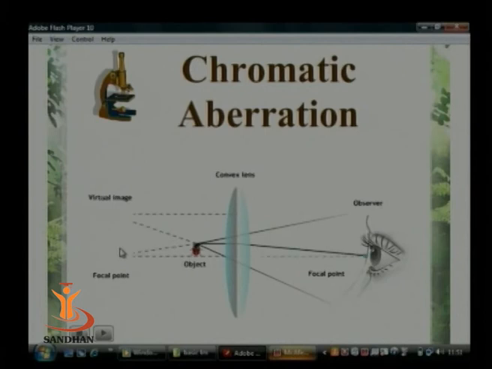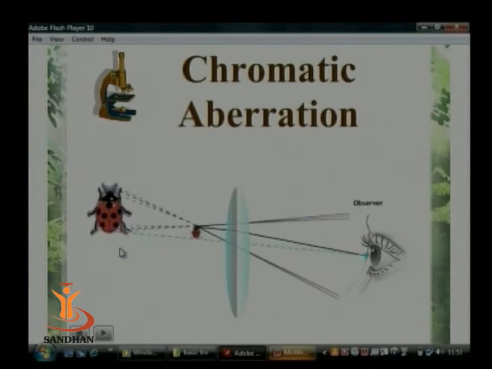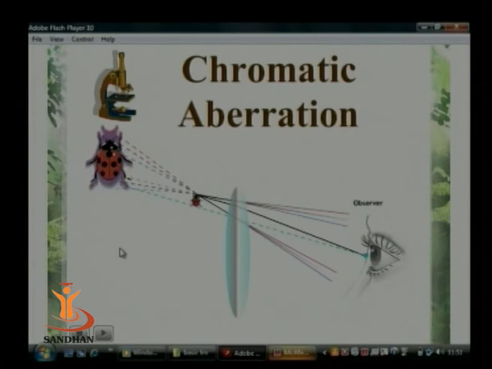This requires no discussion. You would be able to see exactly what happens in chromatic aberration first. As I told you, a halo of colors develops surrounding the image. You can see it now. This is the chromatic aberration.